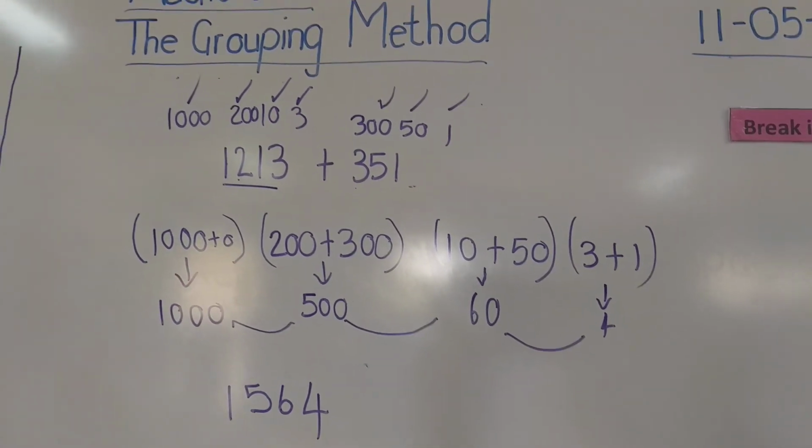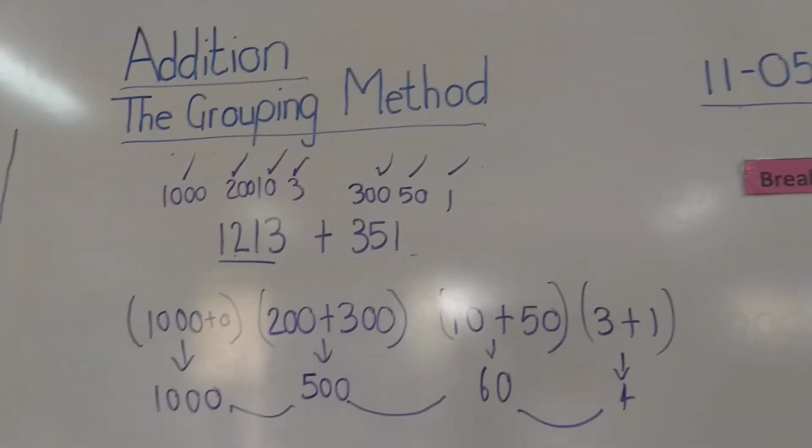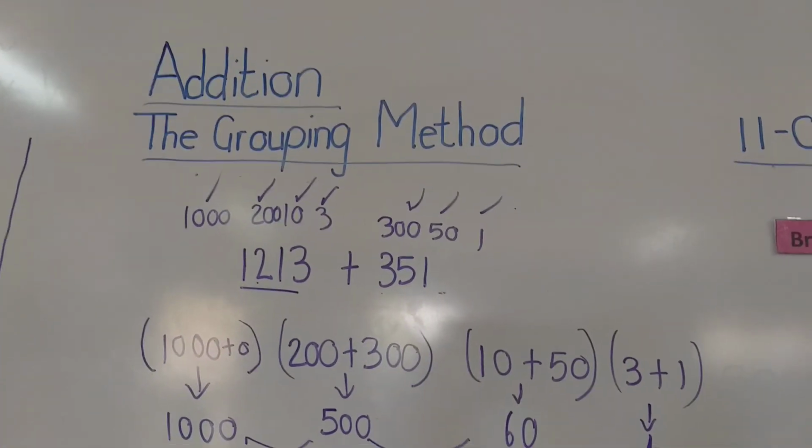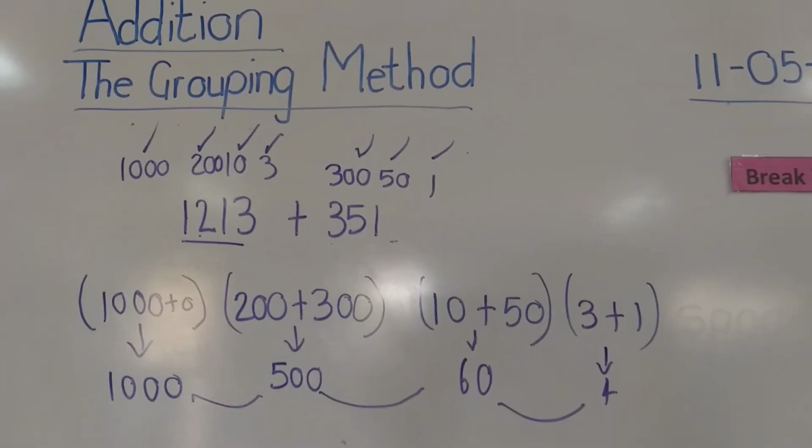I'm going to give you a few examples to do. You're going to do them in your maths book. You're going to write addition, the grouping method. You're going to put the maths date, and you're going to go ahead and do those sums.